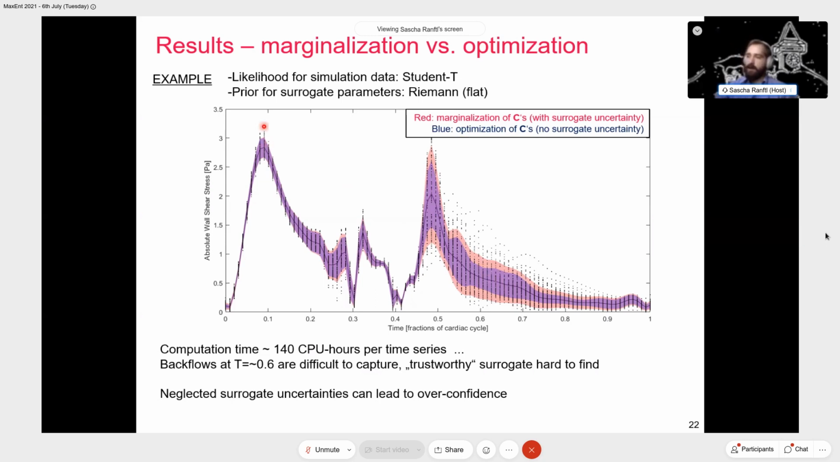And while over here it's perfectly fine to neglect surrogate uncertainty, over here this is a bit more questionable as the surrogate uncertainties take up a large portion of the total uncertainty. And in this particular example, the problem here was some backflows that made it difficult to find a good and trustworthy surrogate. So neglecting this can lead to overconfidence.